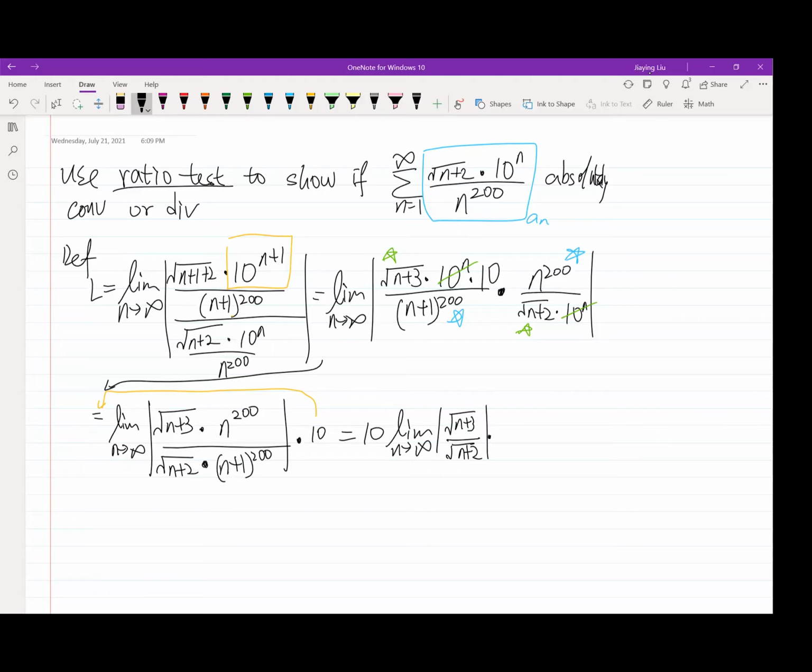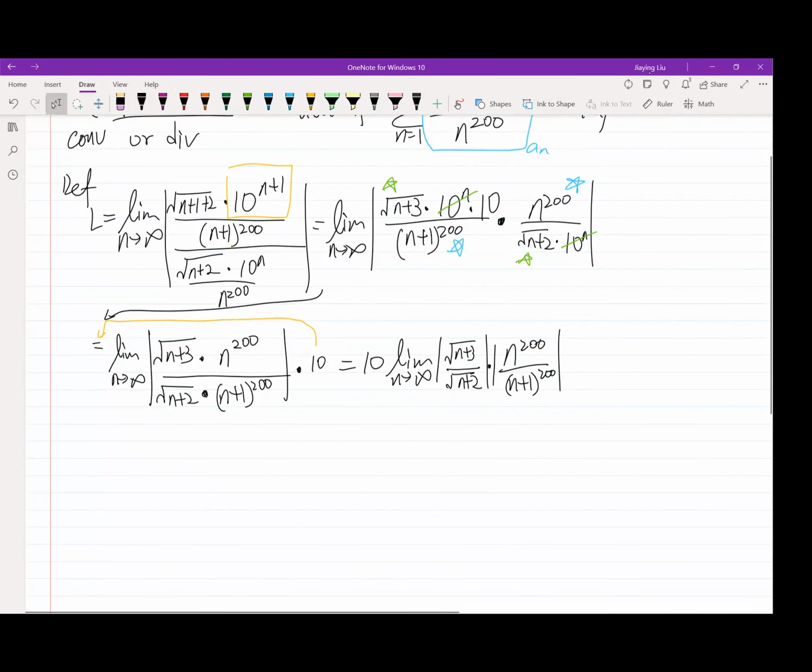Absolute value times absolute value. So when you split the fraction inside the absolute value, when you write it as two expressions separately, you should keep absolute value on all of them. n to the 200 divided by (n plus 1) to the 200.